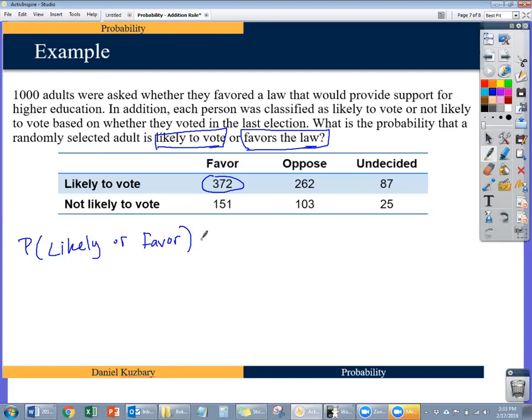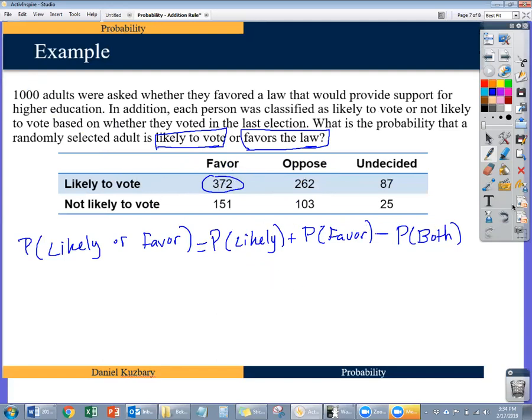likely or favor, which is the probability that you're likely plus the probability that you favor it minus the probability of both happening at the same time. So we got to find all 3 of these things. The good thing is the both one is already right here. So the probability you're both likely to vote and you favor it is 372 over the total 1,000.